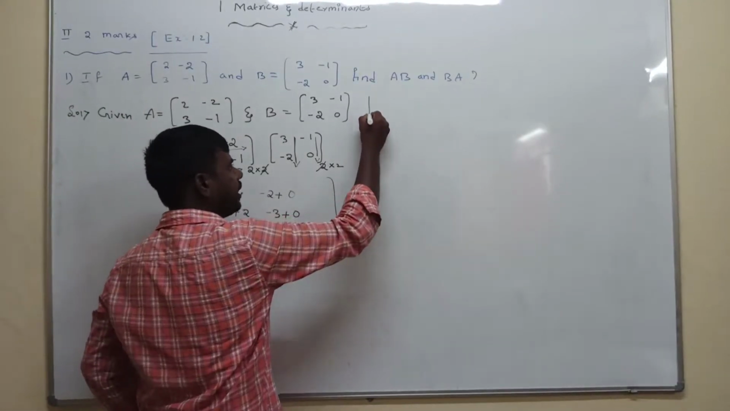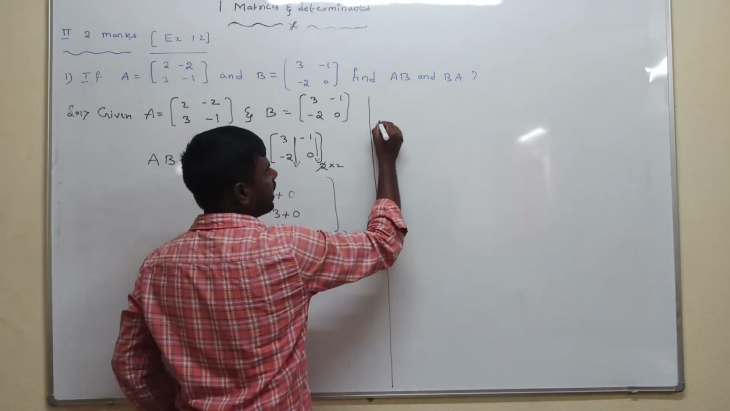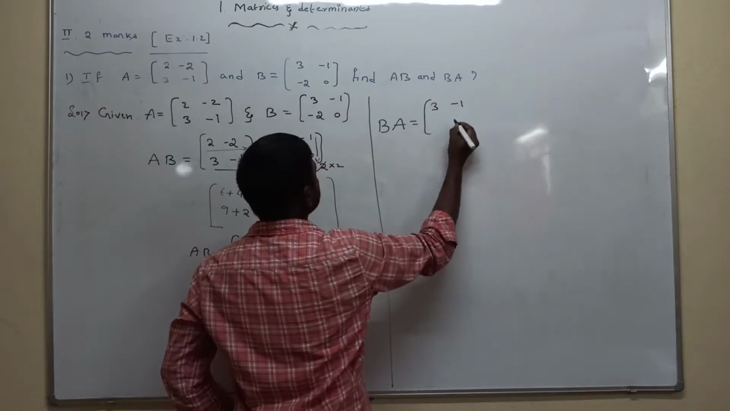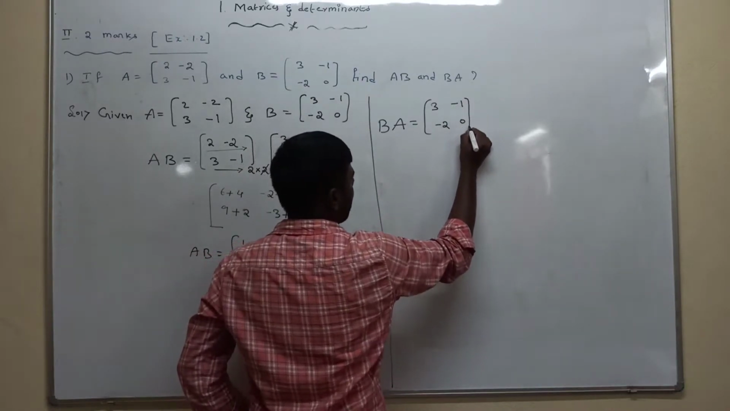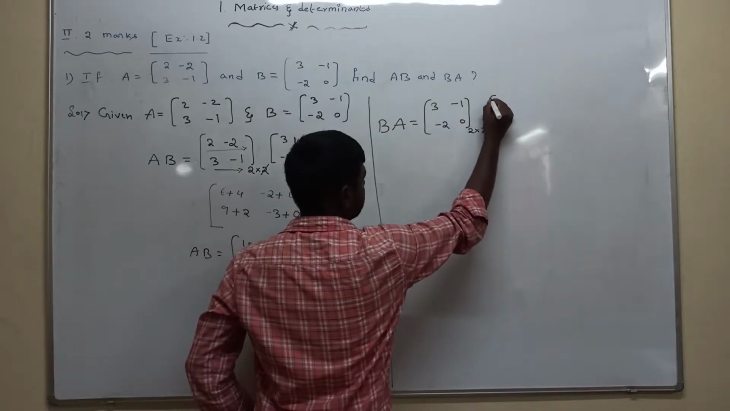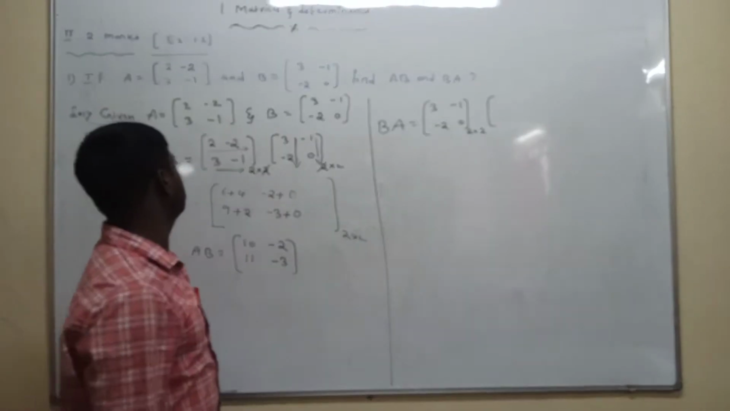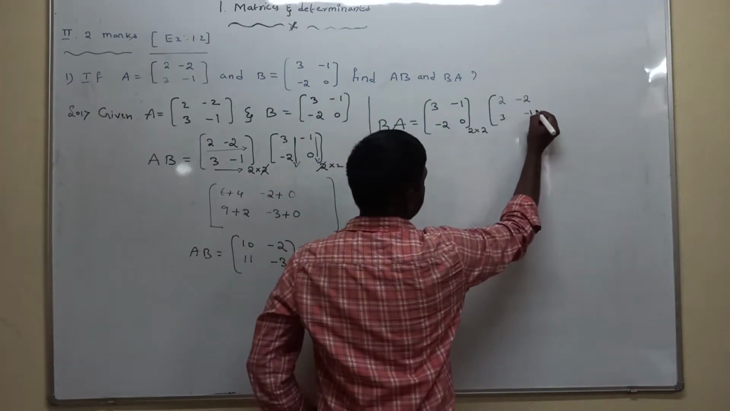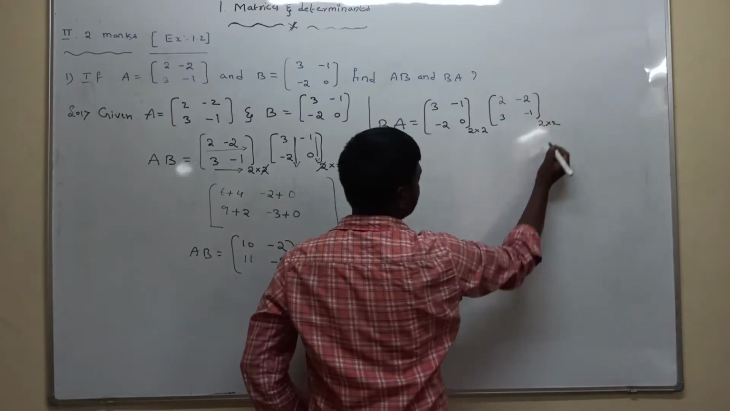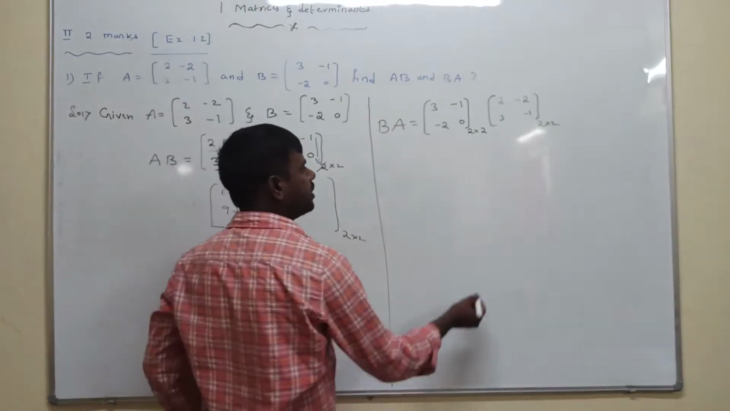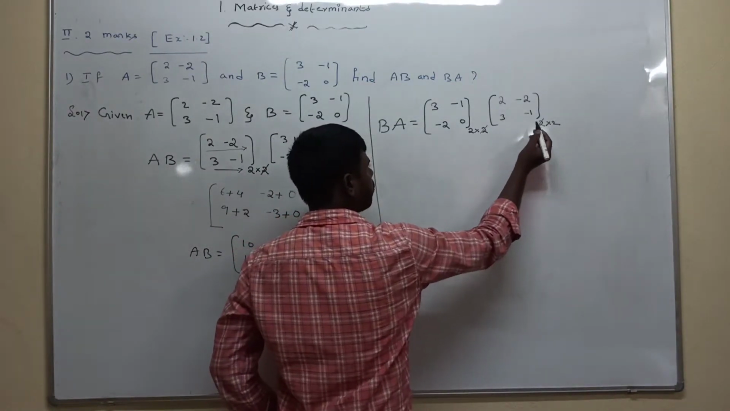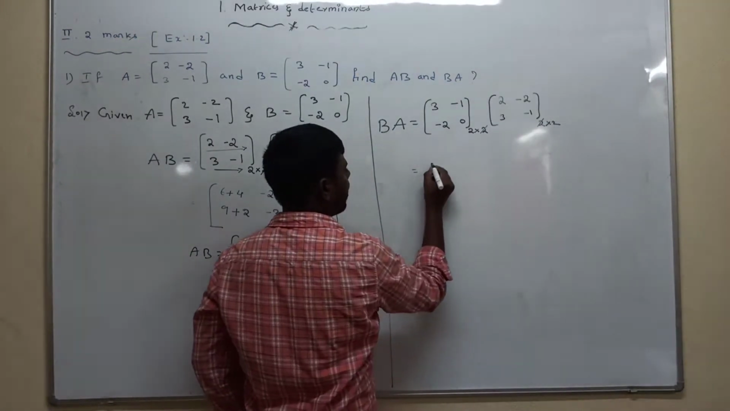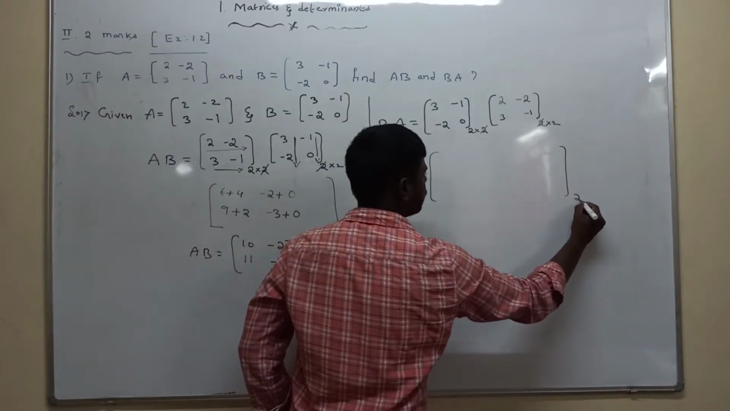Next we need to calculate BA. Substitute the B matrix: 3, minus 1, minus 2, 0. The order of the matrix B is 2 by 2. Next substitute the A matrix: 2, minus 2, 3, minus 1. This one also has order 2 by 2. The product will exist because the number of columns is equal to the number of rows, both are equal. We get the BA resulting matrix as 2 by 2.